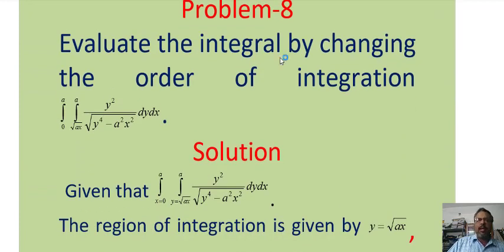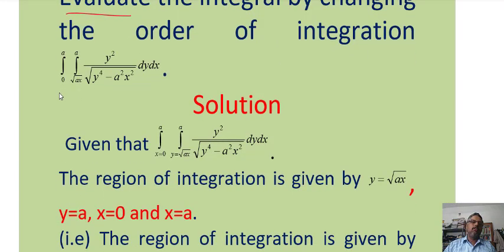Problem number 8. Today we will discuss another problem using change of order of integration for evaluation of a double integral. Evaluate the integral by changing the order of integration: the double integral from 0 to a, from square root of ax to a, of y squared divided by the square root of y to the power 4 minus a squared x squared, dy dx.